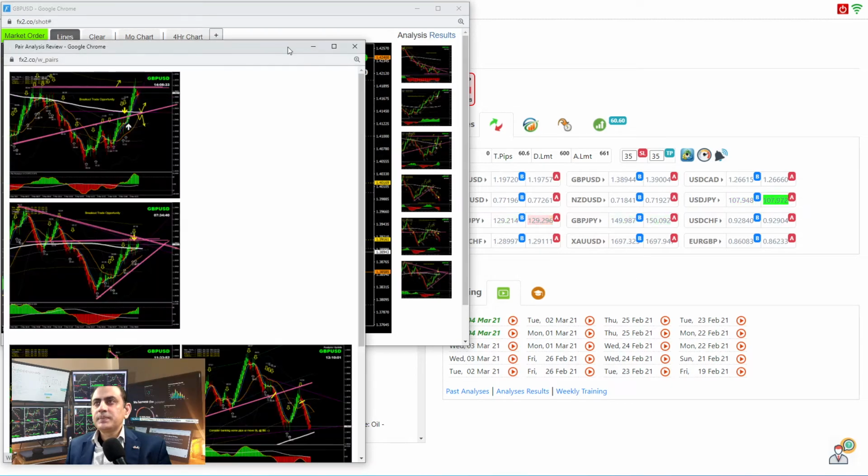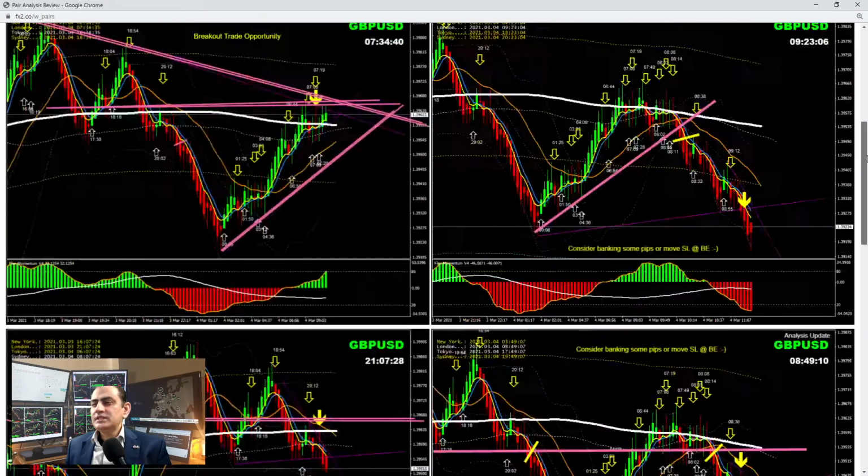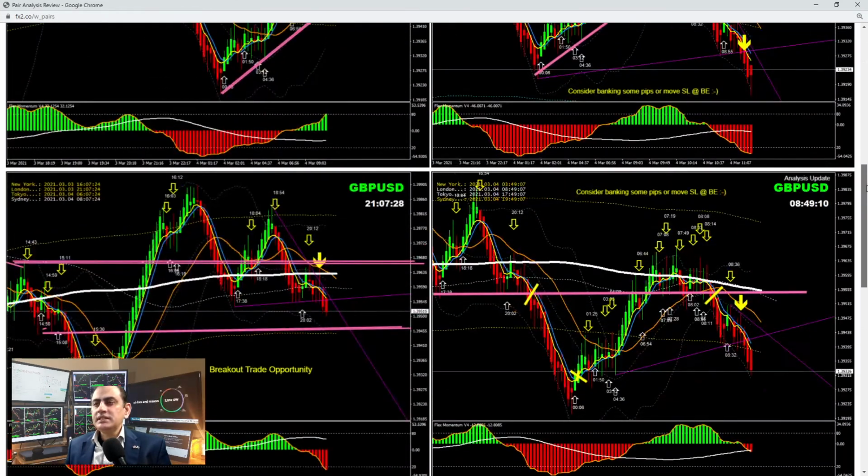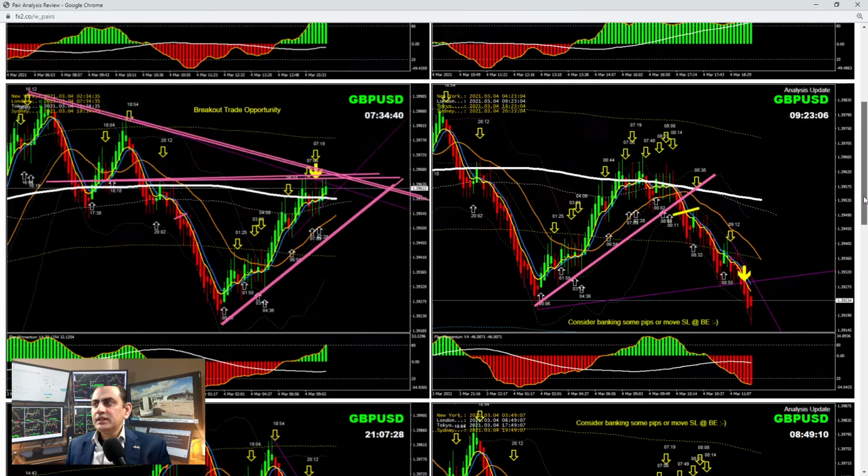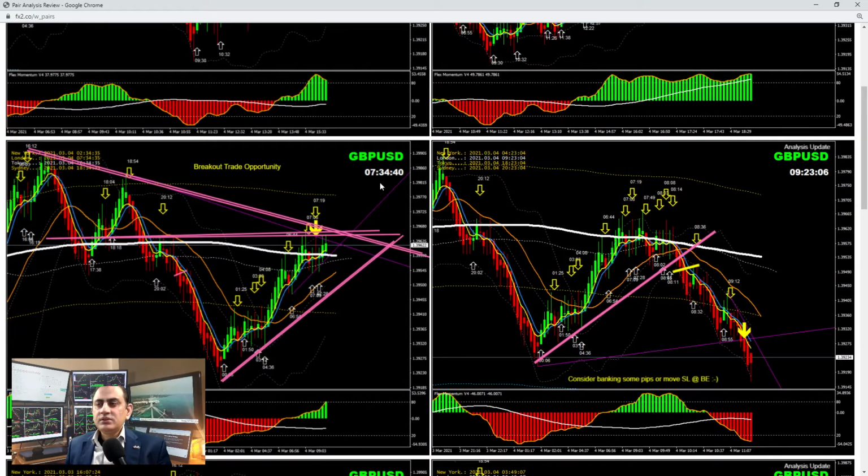Let's see here, and if I show you yesterday, this is the analysis I mentioned. Afterwards, you can see the price broke, banking beautiful pips, and I said, guys, look for another pullback. We have another pullback here. Then I did another analysis at 9 o'clock. There you can see 7:34, just before London Open.